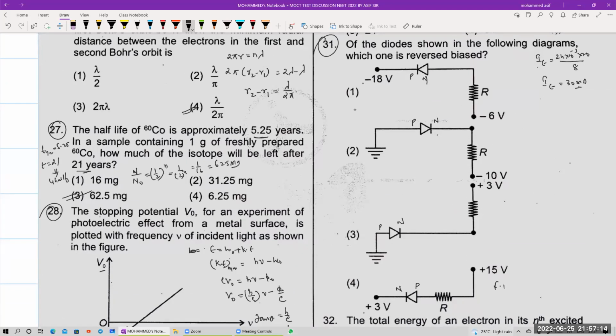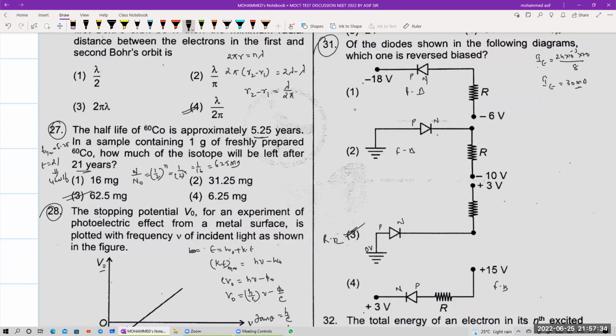This one is forward bias. P is connected to 0 volt. So obviously this will be your reverse bias because N is connected to +3. This is -10 and this one is also 0. So this one is again forward bias. So -20 and -6, -18 and -6. So the third option will be the answer for this.